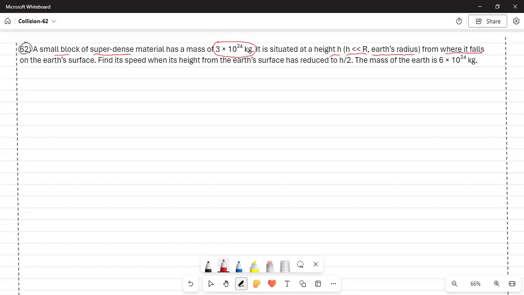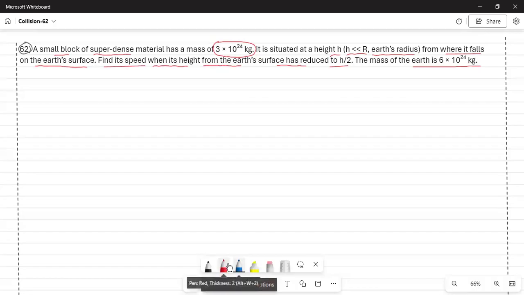From where it falls, it just falls like any stone falling on the Earth's surface, as simple as that. But the speed of that super dense material at the time when its height from the Earth's surface has reduced to h by 2, its original height was h, it has dropped half the distance. The mass of the Earth is given.